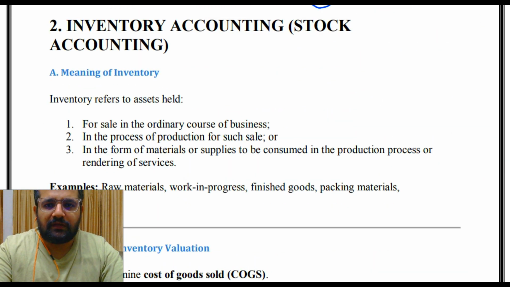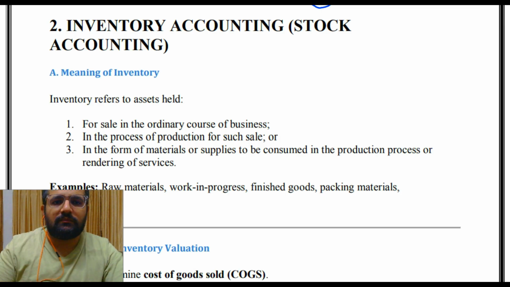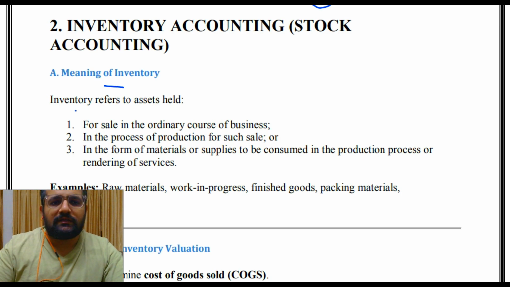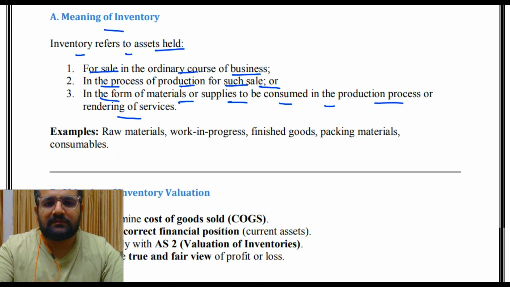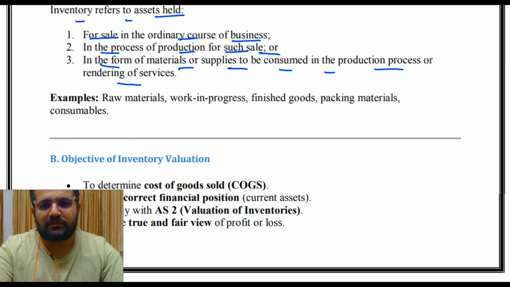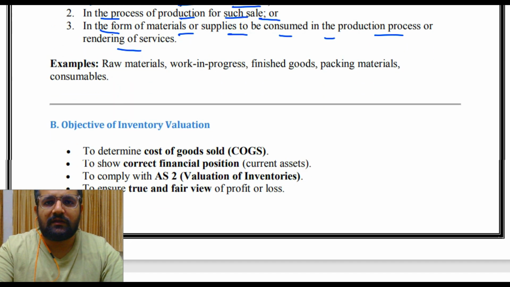So inventory accounting, that is stock accounting. Meaning of inventory: inventory refers to assets held for sale in the ordinary course of business, in the process of production for such sale, or in the form of materials or supplies to be consumed in the production process or rendering of services. Examples: raw materials, work in progress, finished goods, packing materials and consumables.